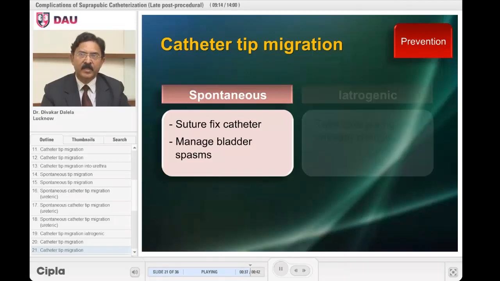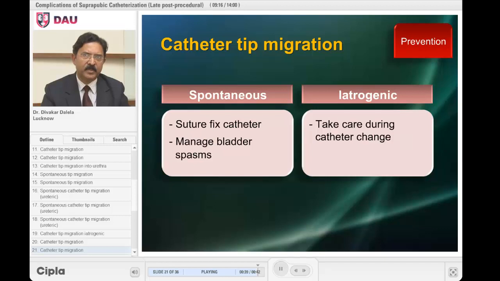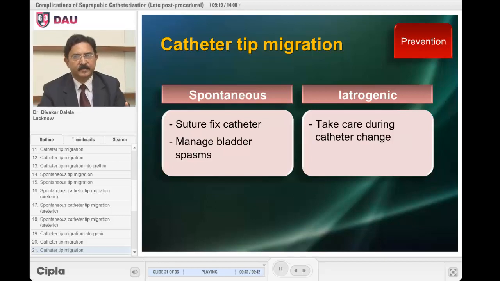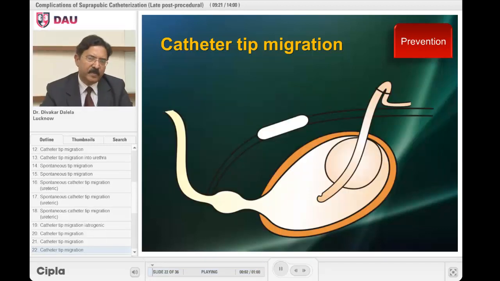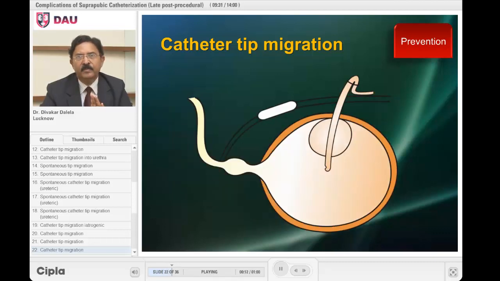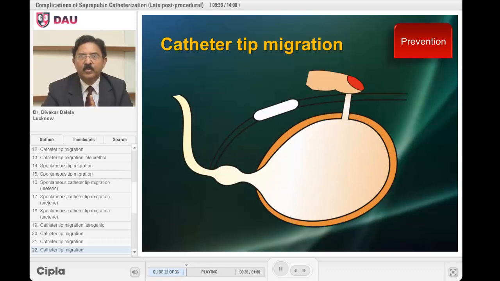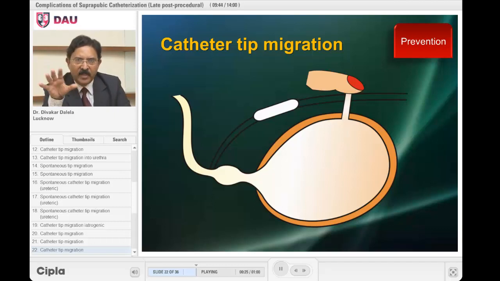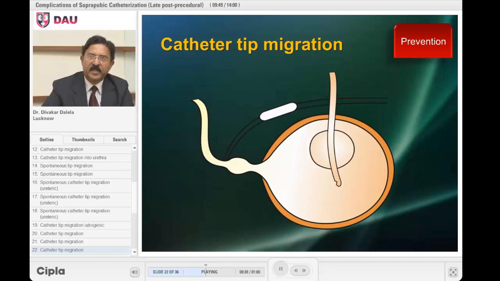The iatrogenic migration can be prevented by taking one simple precaution. Suppose this was the case of an SPC who was sent to you for change. You do what? First you clamp the suprapubic catheter and let the bladder become full like that. When the bladder becomes full, now you remove the SPC, and as soon as you remove the SPC, put a fingertip on the track. Don't let it well out. Don't let it empty. And now in this full bladder, you put the fresh catheter.